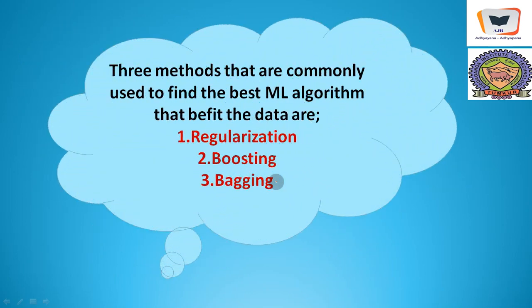And of course, three methods are available in order to find the best machine learning algorithm that befits the given data set. They are regularization, boosting, and bagging. These three are the methods available. That means all these three methods will check the magnitude of bias and the magnitude of variability among a host of machine learning algorithms, and whichever gives a median kind of value for both bias as well as variability, that is the best machine learning algorithm.